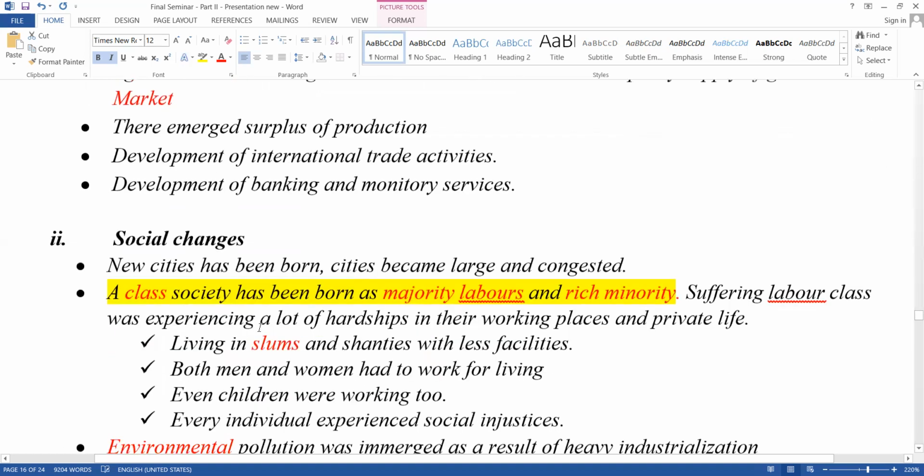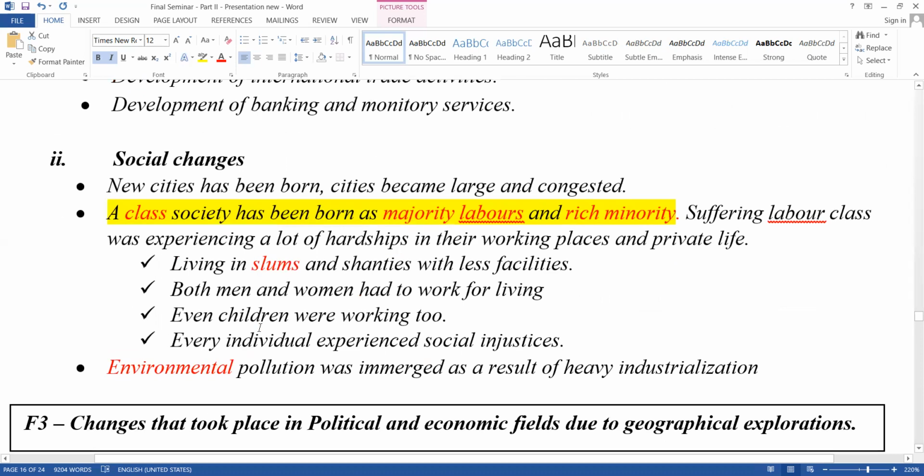So then social changes here. A new class, cities, has been born. Cities became large and congested. And a class society emerged. Two classes were there: minority laborers, majority laborers, and a rich minority.